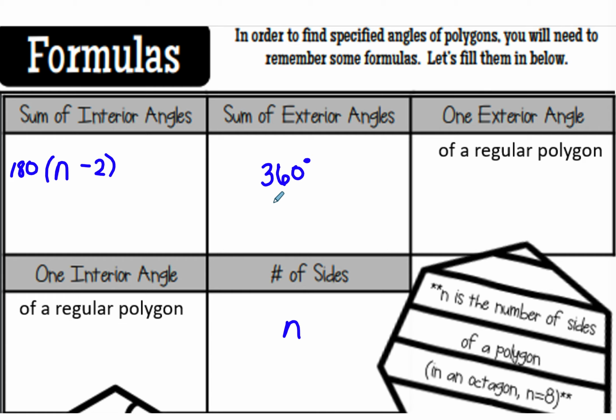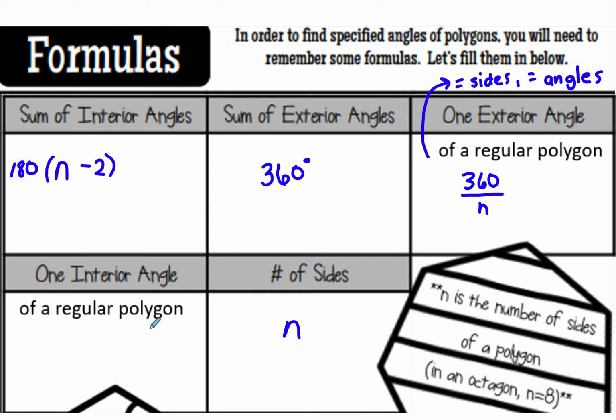If I'm looking for one exterior angle of a regular polygon, I'm going to make a little side note over here. Regular polygon means equal sides and equal angles. Think of a square or equilateral triangle. Equal sides, equal angles. That's a regular polygon. So to figure out how many degrees in one exterior angle, I take 360 and divide by the number of sides. So if I have 4 sides, I would do 360 divided by 4.